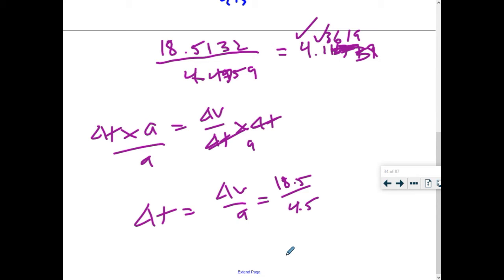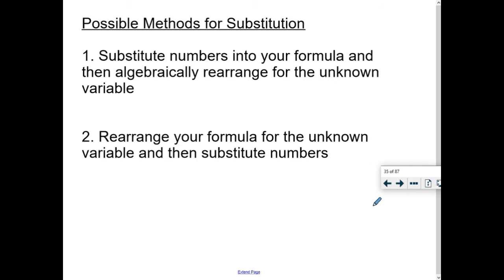But I can't show you them yet because we're working our way up. But there will be scenarios where I think it's valuable. And that's really what I have on this slide right here. There's 2 ways you can do this. Either put numbers into your formula and then do the math, or algebra first, and then after you algebra, then plug in numbers.